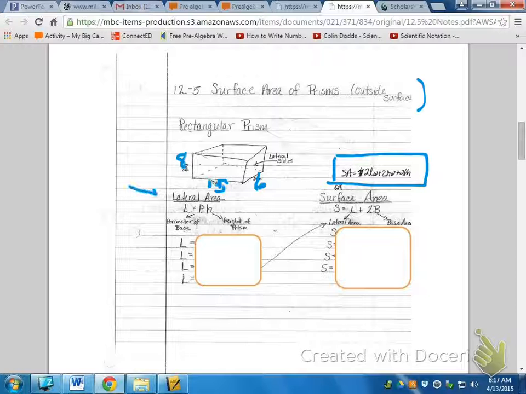So first of all, you find the surface area for the lateral sides, and to get the lateral area, L, the capital L stands for lateral, it's P times H. P is the perimeter of the base, and H is the height of the prism. So that would get you all of this around the outsides of the prism. Okay, so we're going to do that first.